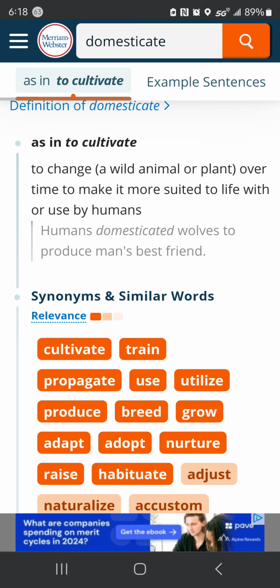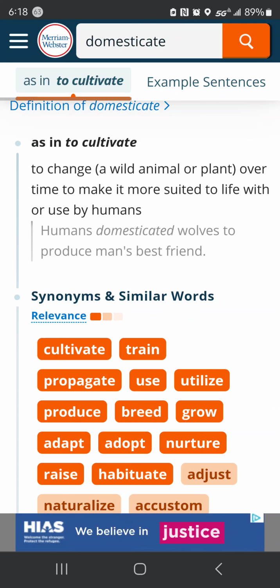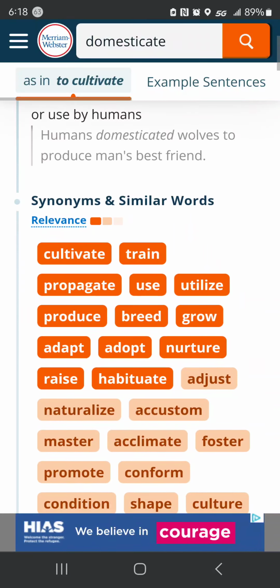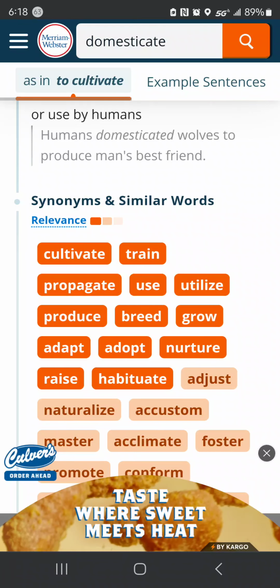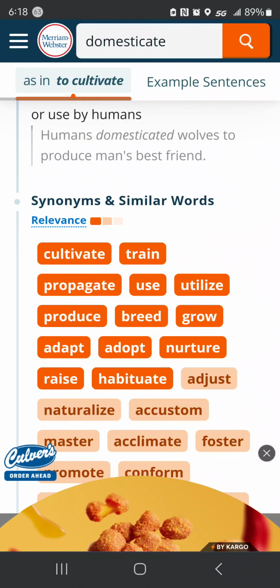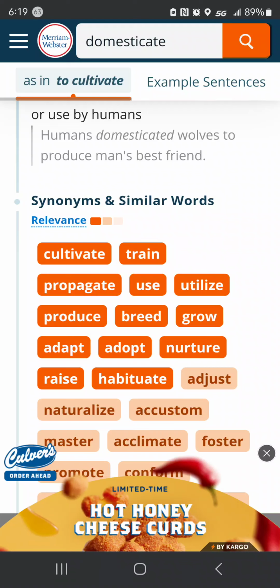Okay? So let's look at some more words for what it means. Cultivate, train, propagate, to use. The word domesticate literally means to use, to utilize, to produce, to breed. So when you think of the institution of marriage, when you think about the workforce, when you think about going to school, everything is a form of domestication, a form of control to get everybody participating in doing the same thing.